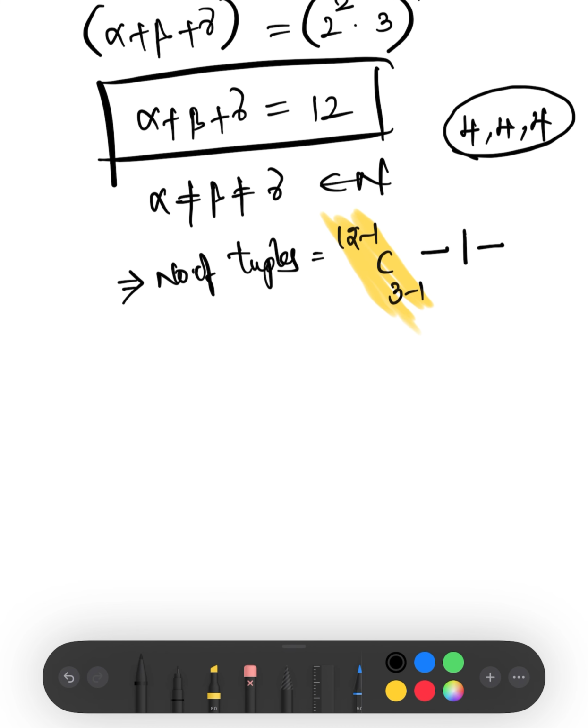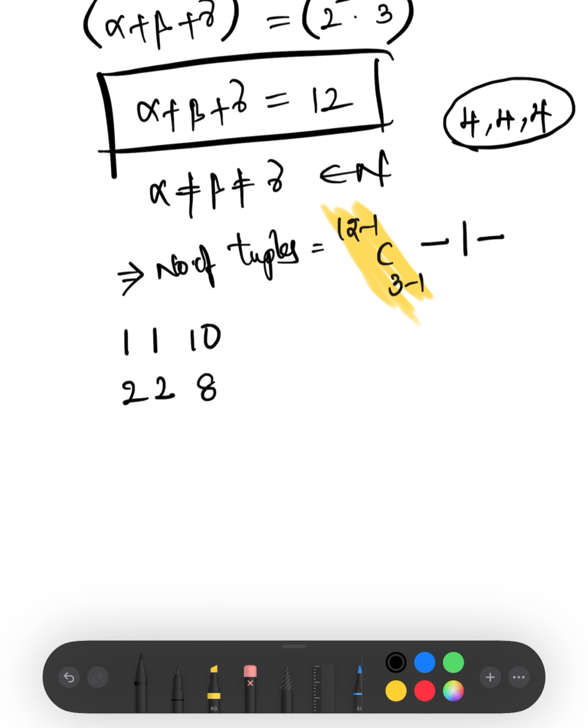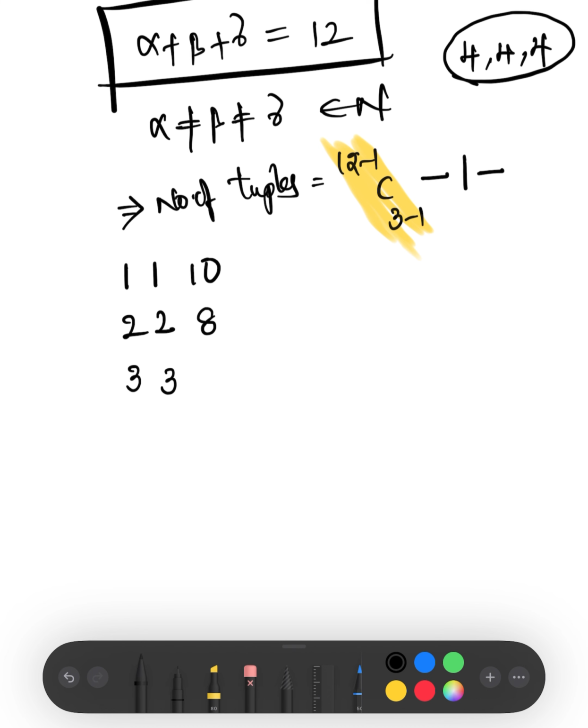See, we can write 1, 1 and 10. Right? 2, 2, 8. Next one, 3, 3, 6, and one more 6. What I am trying to say is, here not all 3 are equal, right? Here 1, 1, 10 is one possible tuple, and this is one possible tuple, and we can't write 4, 4, 4 because that is a triplet which is all equal, already eliminated. So 4, 4, 4, no need to write. One more thing we can write is 5, 5, 2. It is also possible. This also I have to eliminate.